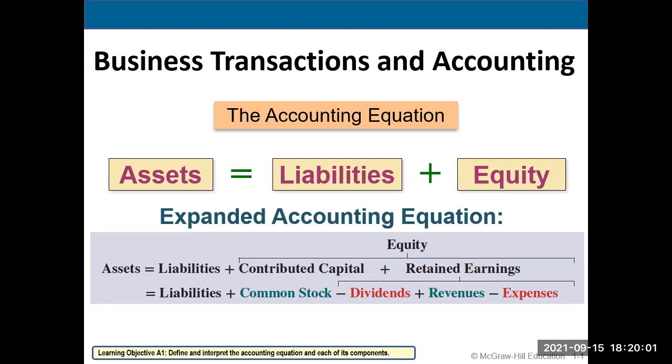So there on the bottom, you can see the expanded accounting equation, which is assets equal liabilities plus equity. And then they have equity expanded out into contributed capital, that's money put in by the owners, common stock, and retained earnings. And retained earnings is the revenues minus the expenses and minus the dividends. And dividends is money that's paid out to the owners or shareholders of a business. Revenue minus expenses is what we call net income, which we'll learn a little bit more about in the future.